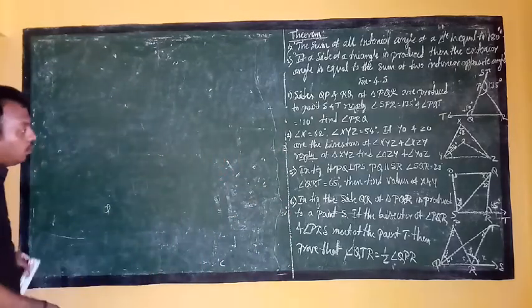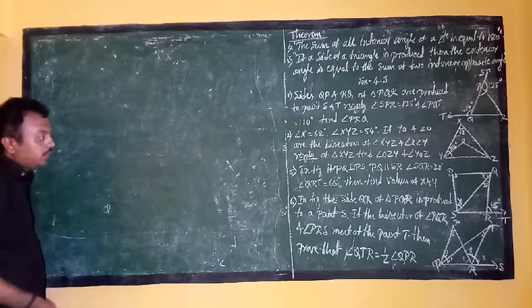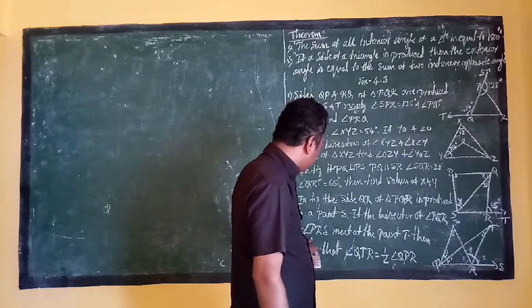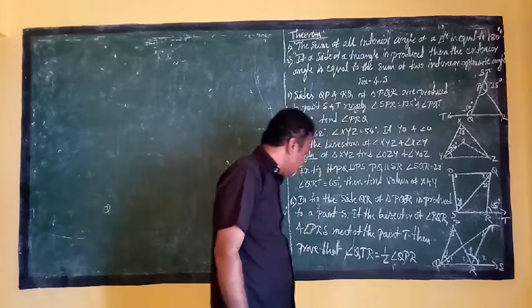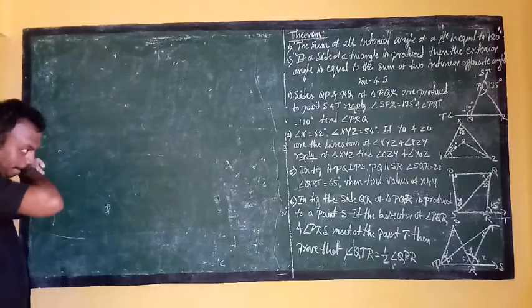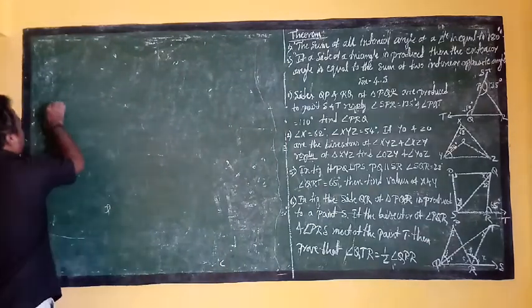In the figure, side QR of a triangle PQR is produced to a point S. If the bisectors of angle PQR and PRS meet at the point T, then show that QTR is equal to half of QPR. Okay, students. First, I will draw the diagram.